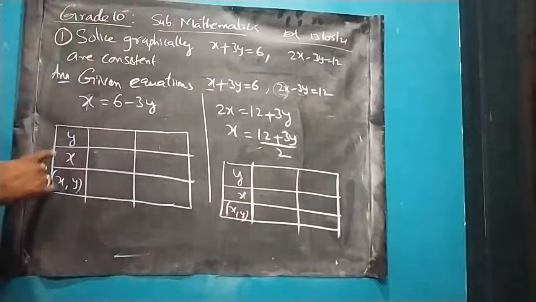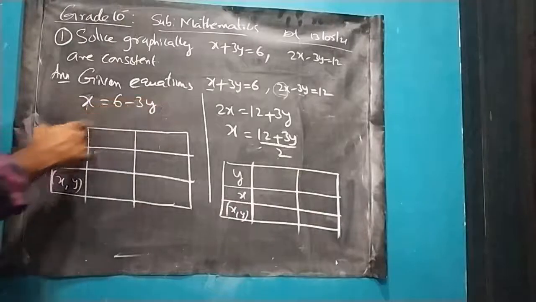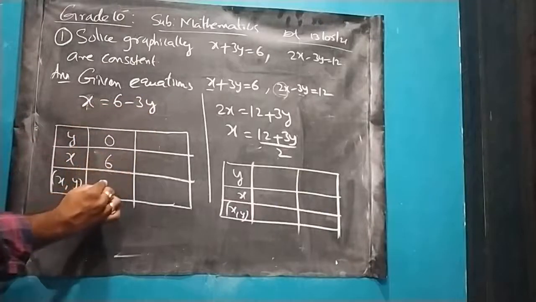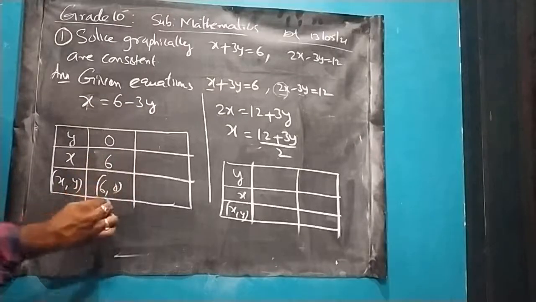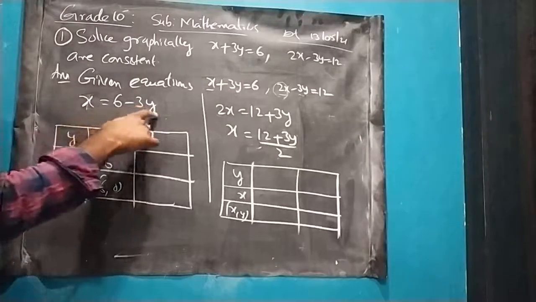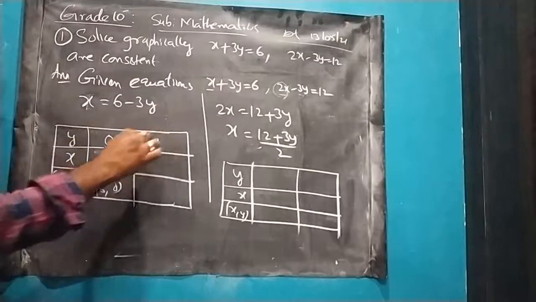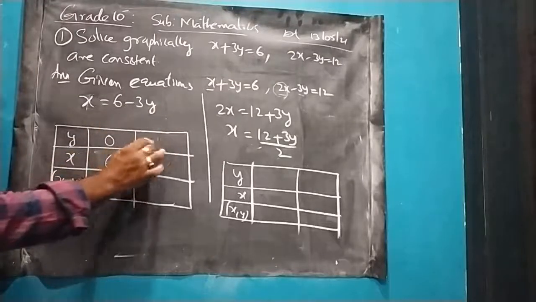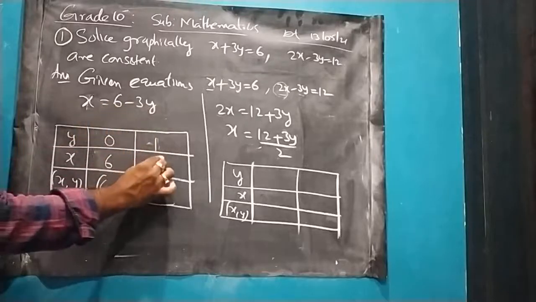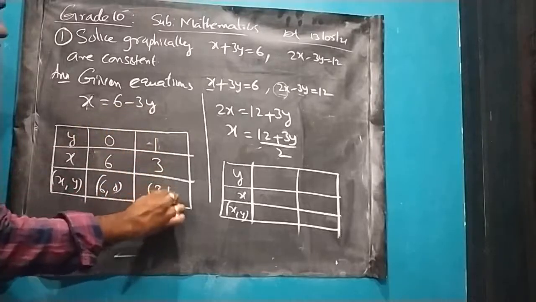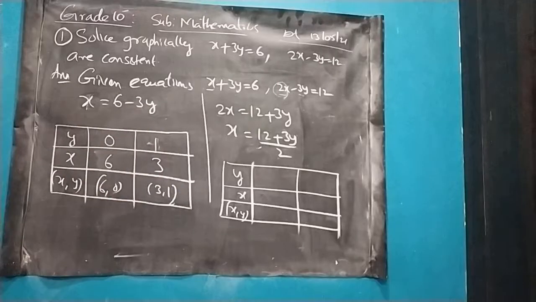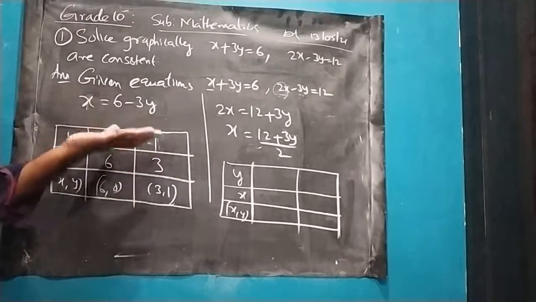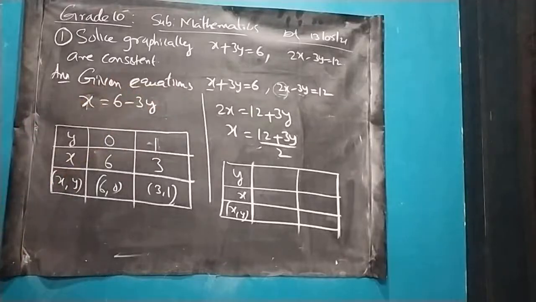Okay. Let me substitute. If I substitute y value as 0, then x value will be 6. So the point is (6, 0). If I substitute y value as -1, okay, -1 means it will take plus 9, so it will be bigger. Let me take 1. 6 - 3 = 3. So the point is (3, 1). We can take -1 also, no problem. Why? Because you will be having the graph paper and you can plot it easily.